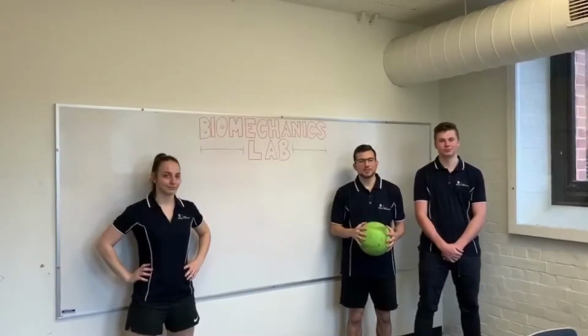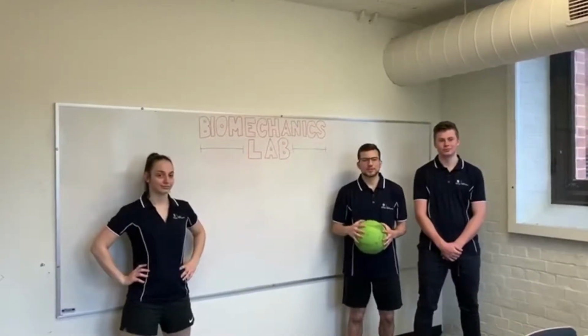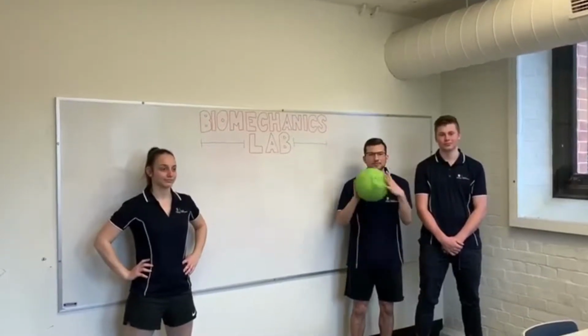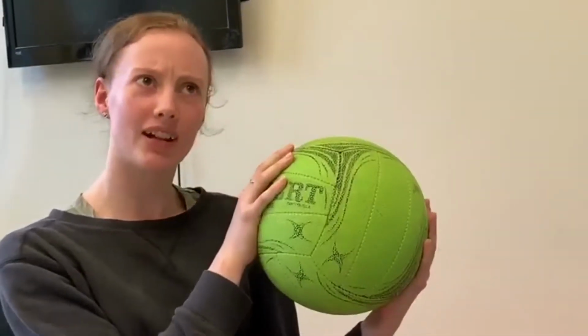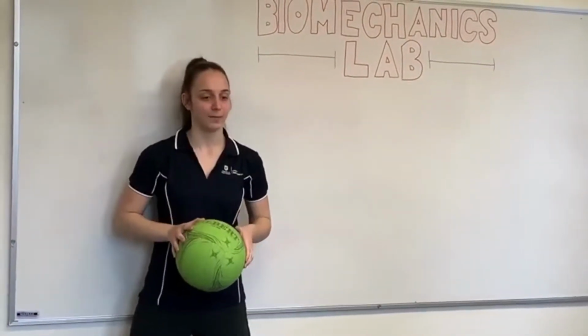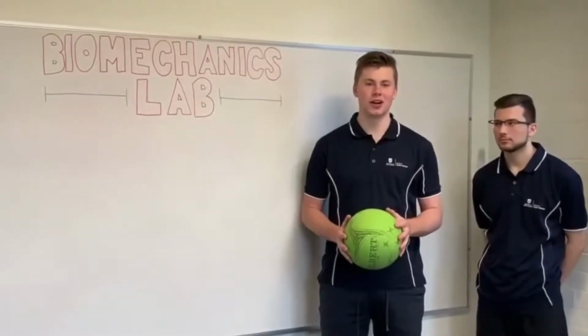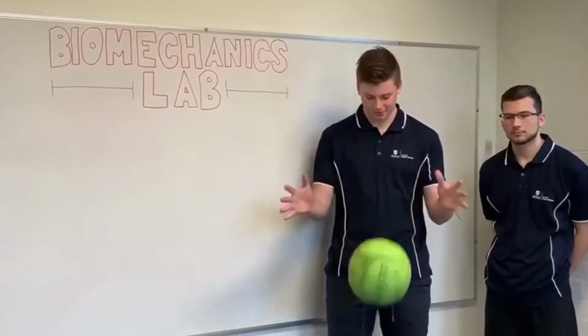A projectile is a body in free fall affected by gravity and air resistance. Therefore, projectile motion is the movement undertaken by the projectile. Does that mean this ball's a projectile? That's right, and there are multiple factors that affect its flight path. The three factors that affect projectile motion are height, angle, and velocity of release.